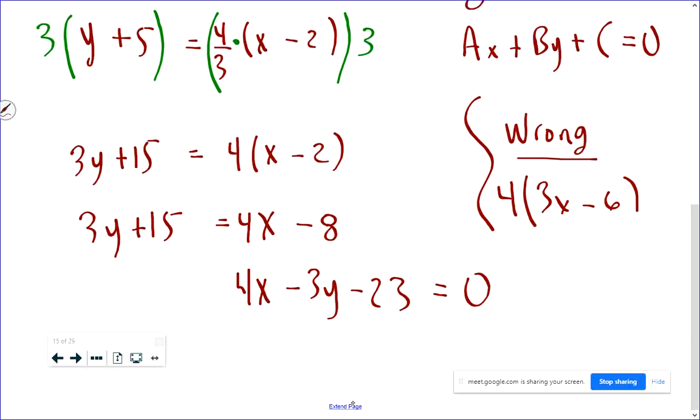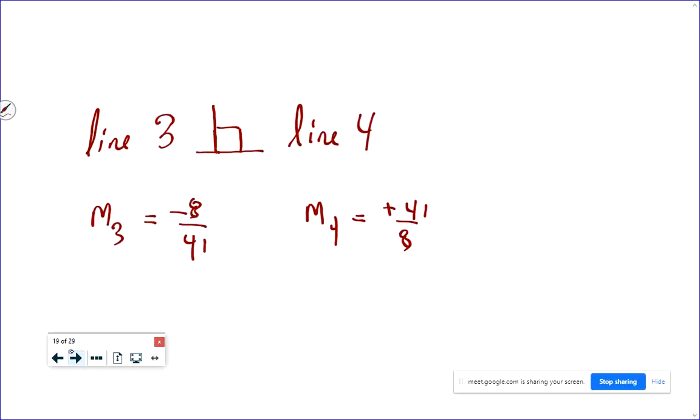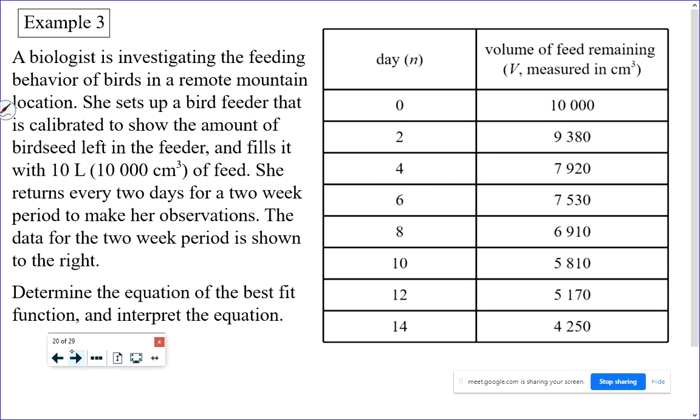All right, we have, I believe, one more example to do, and this example is only in the notes because we're going to need to know how to use our calculator for the next lesson. So what's going on here is a biologist is doing a study on the feeding behavior of a group of birds. She sets up a bird feeder that shows the amount of bird feed in cubic centimeters. She fills it with 10 liters, and a liter is 1,000 cubic centimeters.